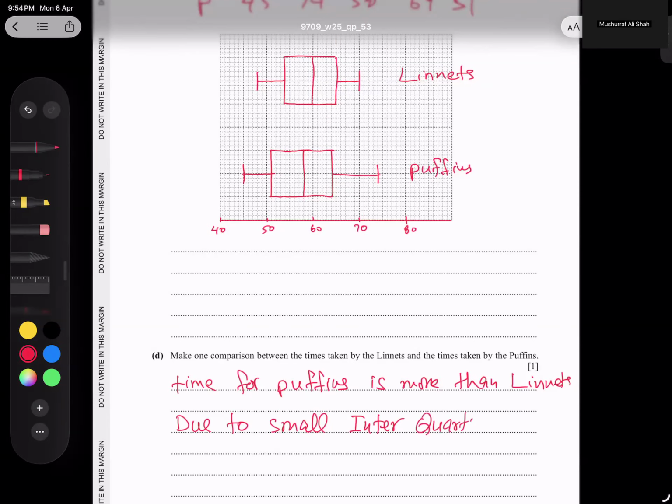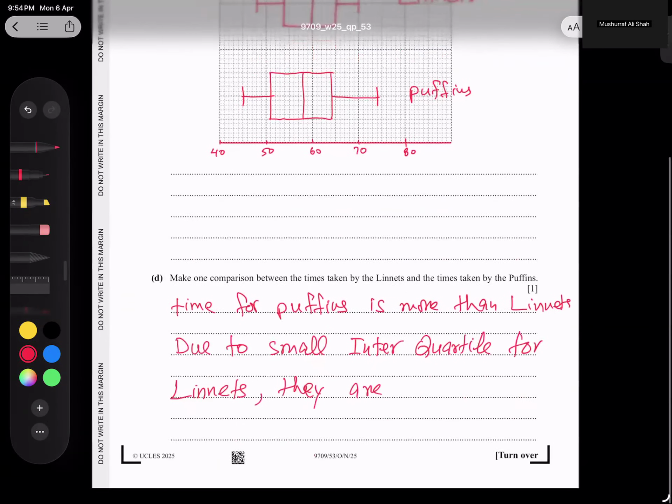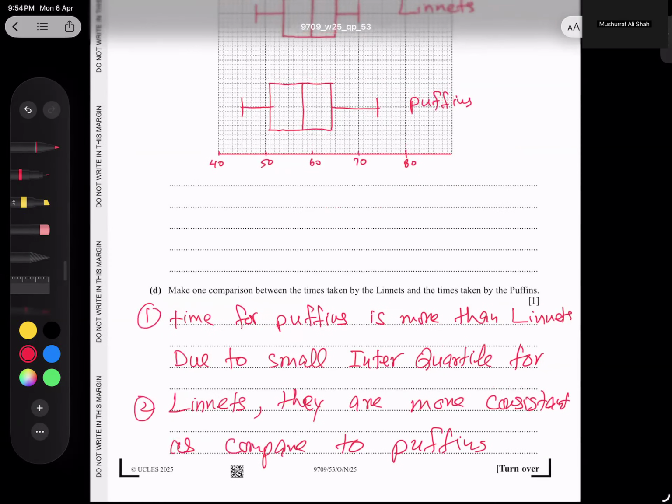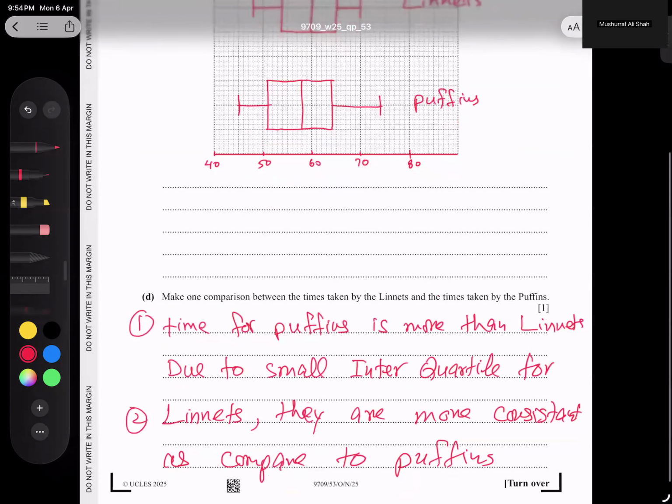interquartile range, linnets are more consistent as compared to puffins. Because students, make sure I have written 2 points, but just for the sake of understanding. Okay, I hope the concept of the question is completely clear.